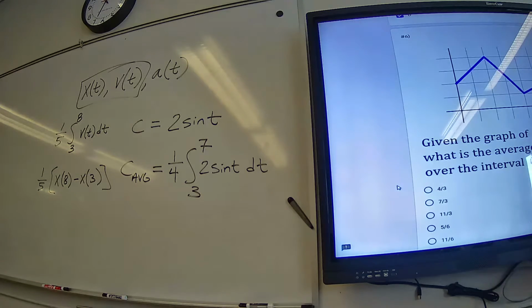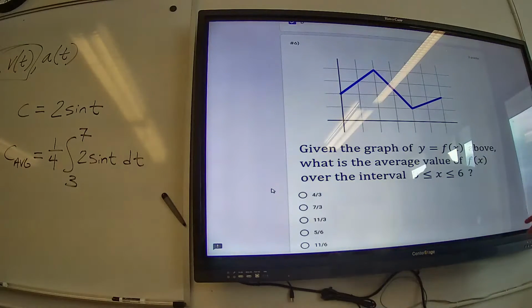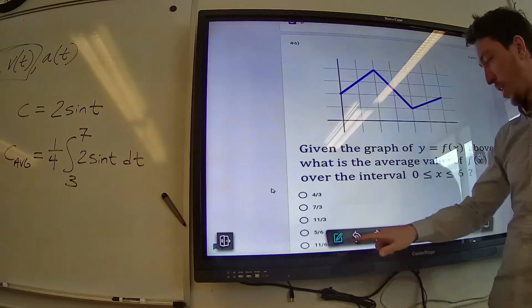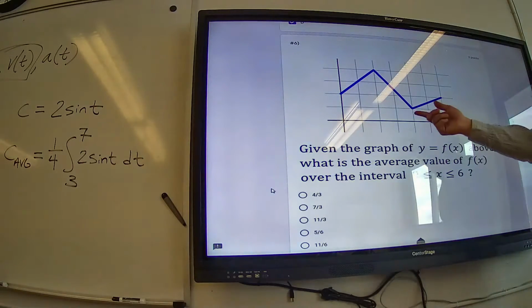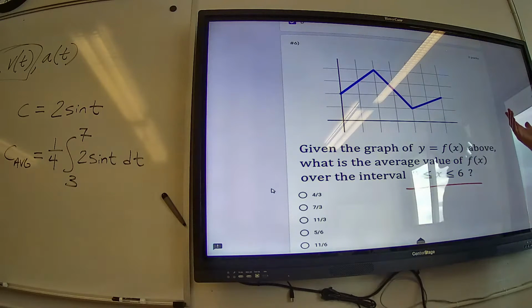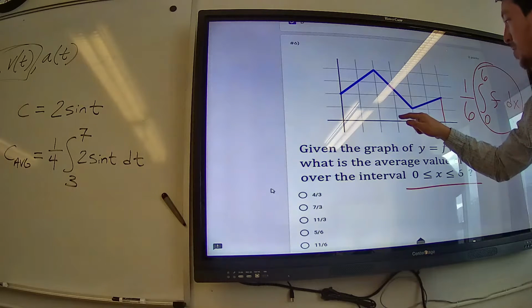Okay. Number 6 gives us a graph, hopefully you can see that, and it says, what's the average value of this function? This one's actually pretty easy if you know what to do. The calculation's simple. How do I get the average value from 0 to 6? You integrate, and then divide by 6. And how do I get this integral? Area under the curve between 0 and 6.